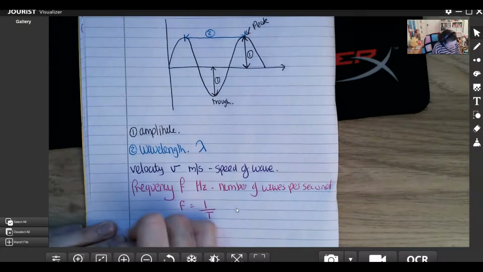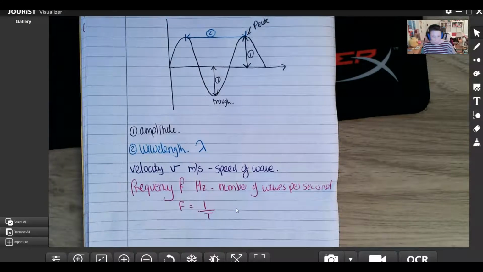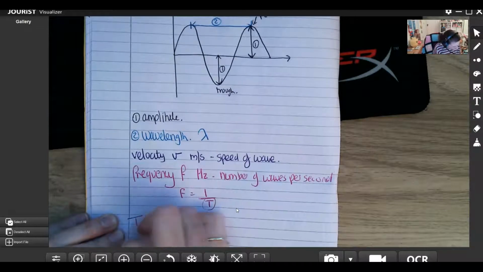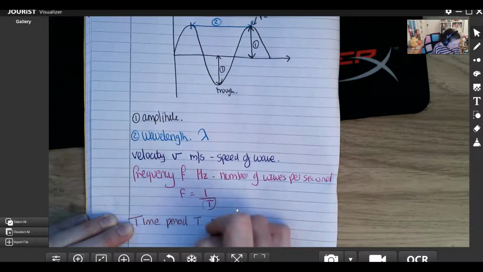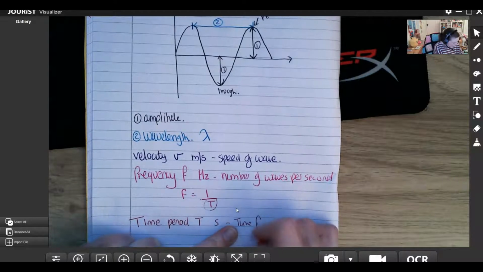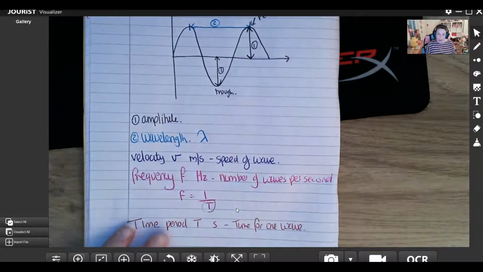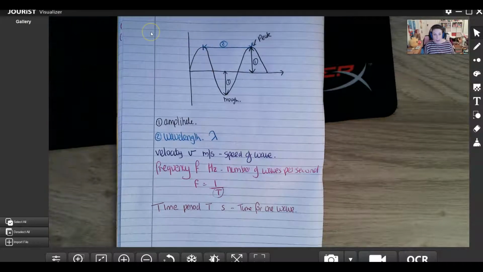So T in that equation, this T here, is called the time period. Notice it's capital T. It's measured in seconds, okay, and it is the time for one wave. So that is how you would label up a graph and some of the key terms, label up a wave and some of the key terms associated with that wave.